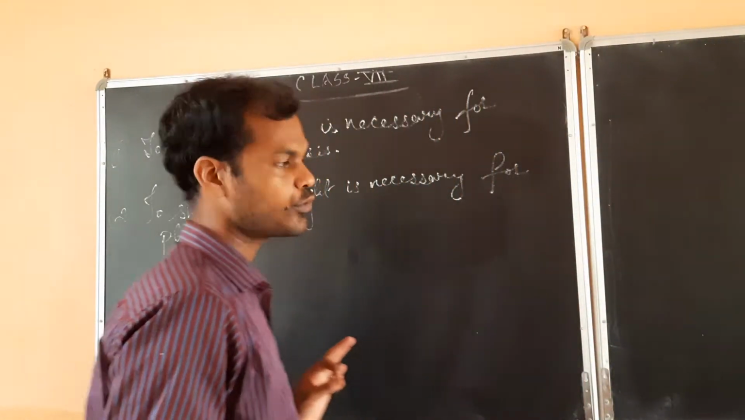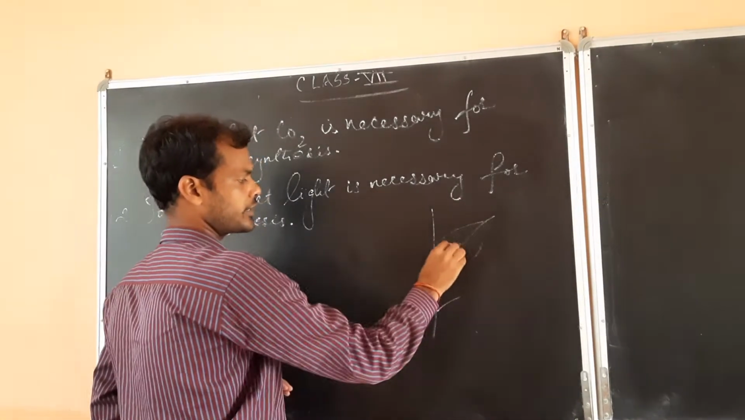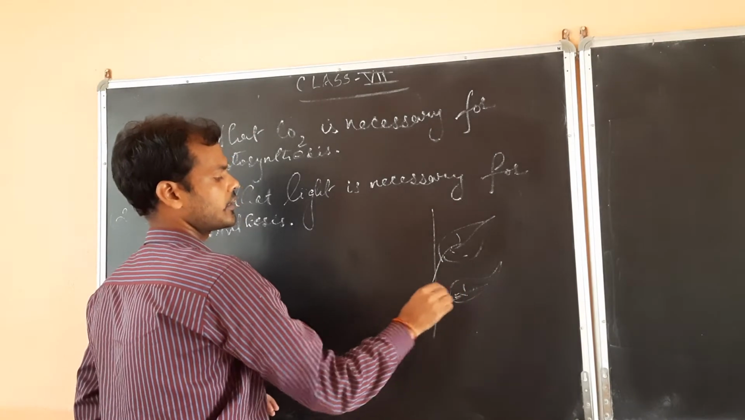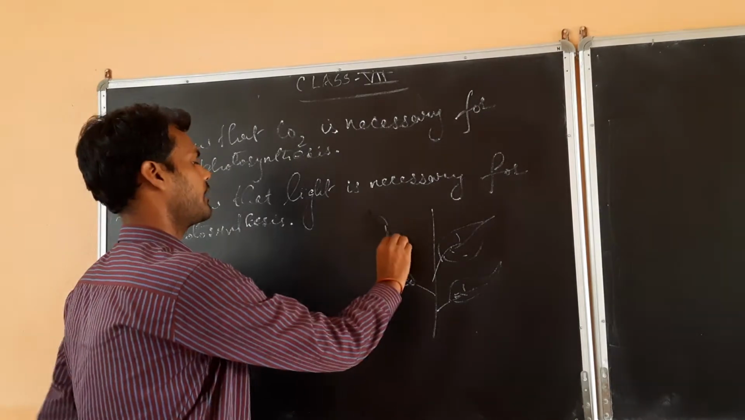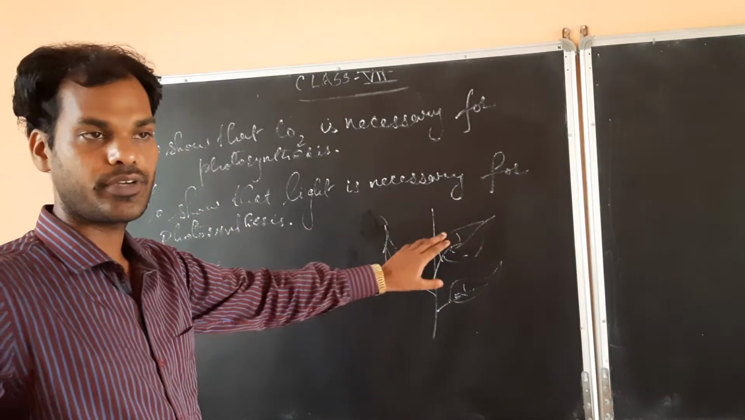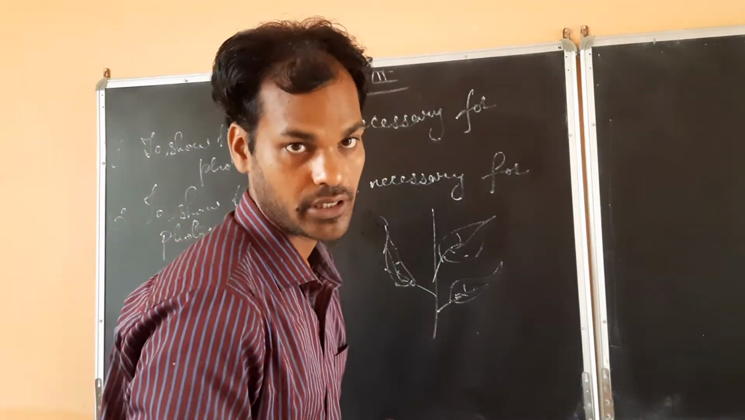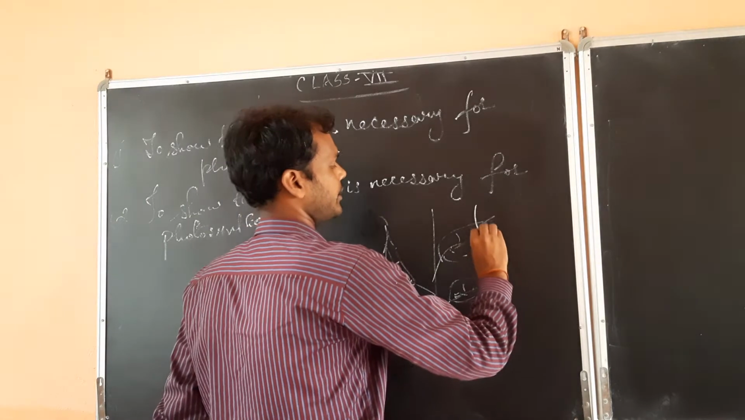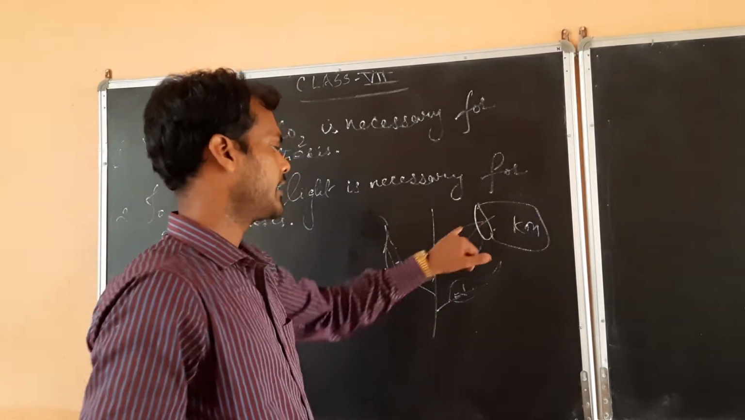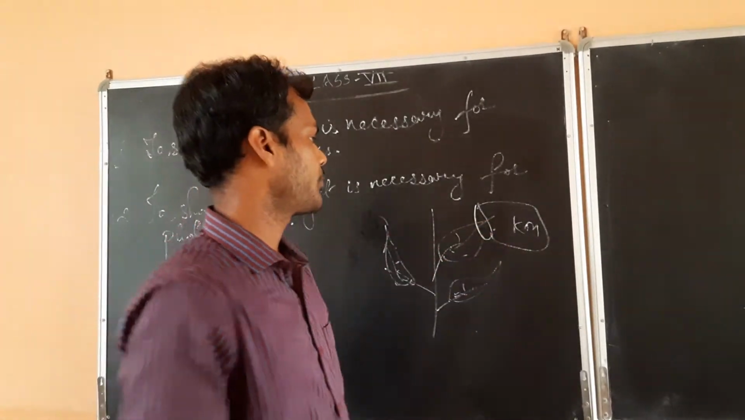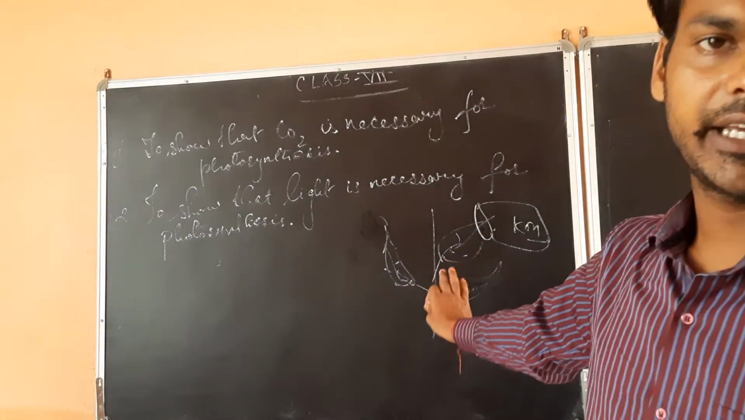So for this, what we have to do, we have to take one potted plant, and then this leaf of the potted plant, this half of the leaf we have to insert inside a wide mouthed bottle containing KOH solution. Okay, so here you see like this we are doing. Here we have KOH solution, and in a wide mouth bottle we are putting KOH solution, and then we have to keep this arrangement in sunlight.